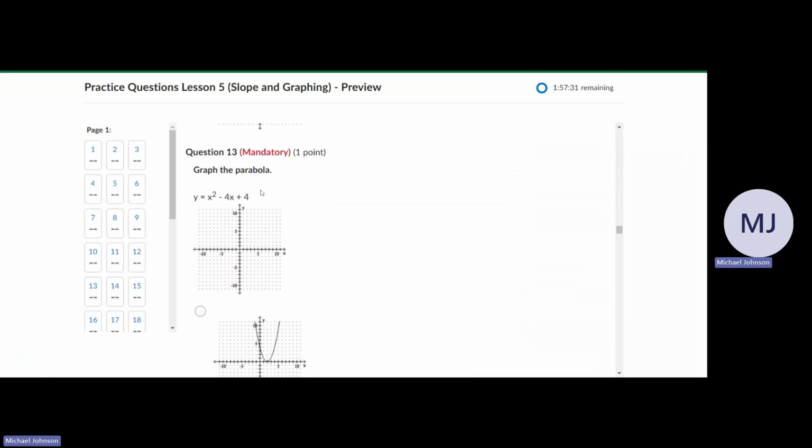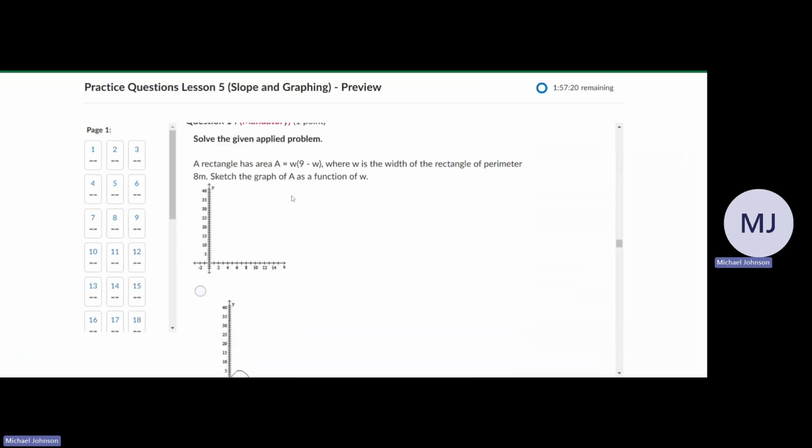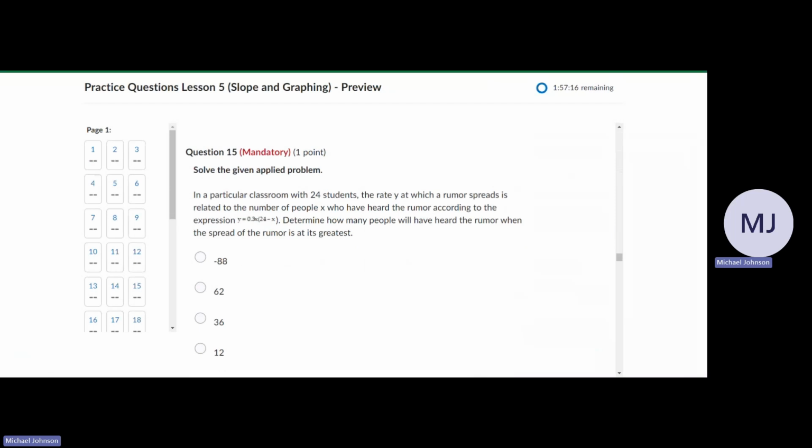Same thing here. So this one's actually different. So factor this with the Australian method to find the x-intercepts, then set x equal to 0 to find the y-intercept. So yeah, you can use that.